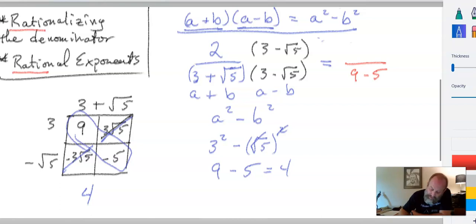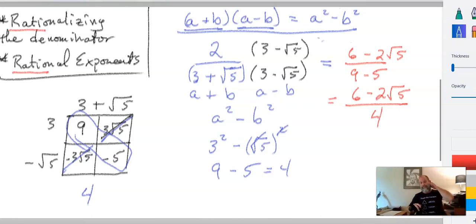And then I'll distribute the top. 2 times 3 is 6. 2 times negative root 5 is minus 2 root 5. And so what we end up with is 6 minus 2 root 5 over 4. Okay, now that is a correct answer, but there is a problem with it. What's the problem here?